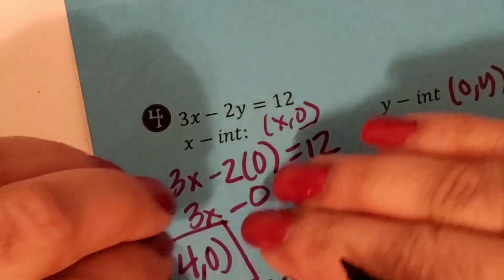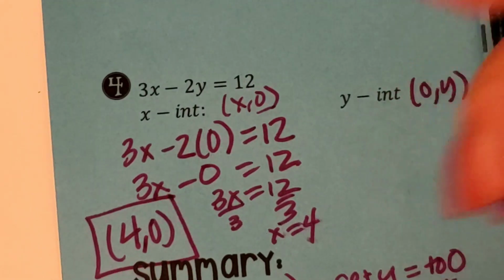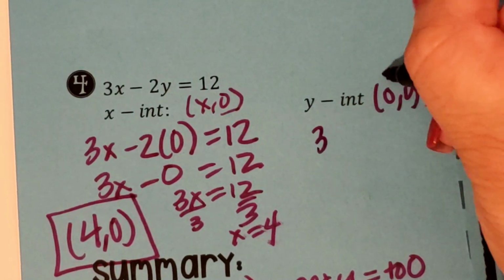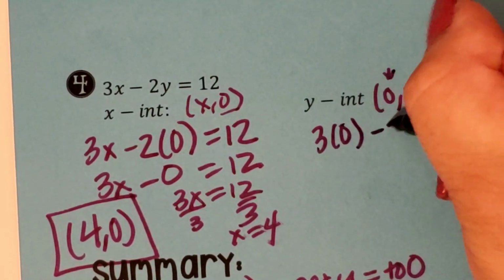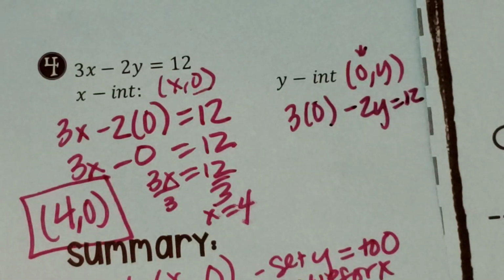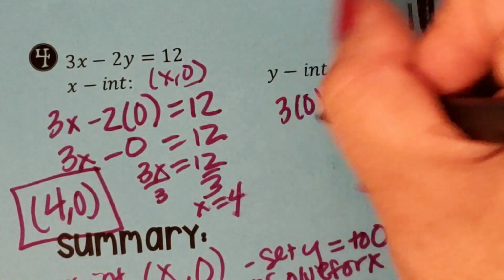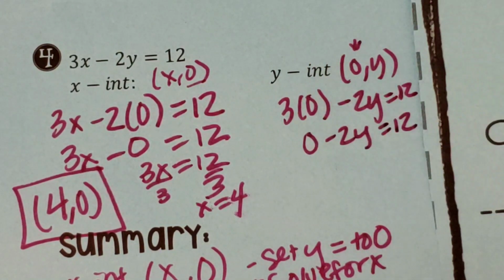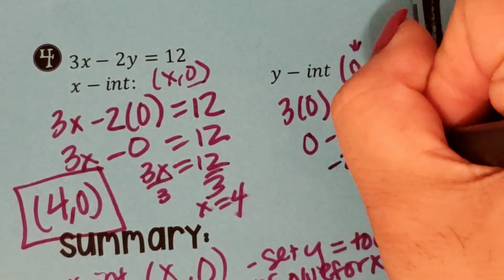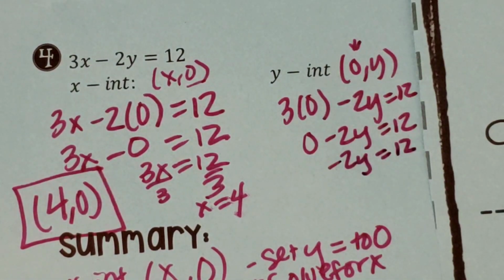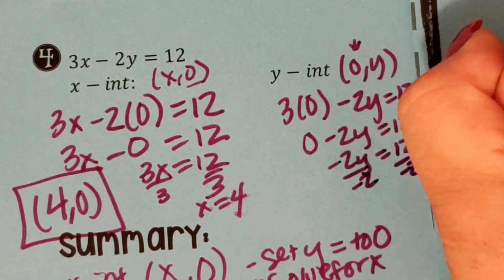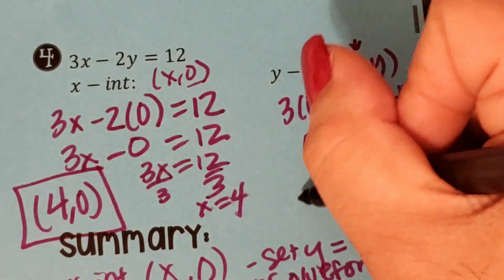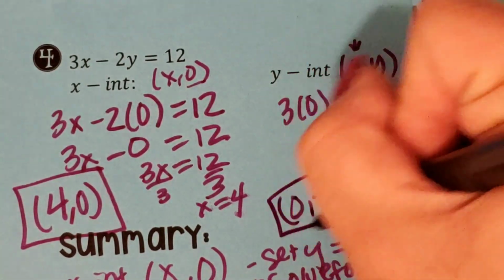Now we're going to do that exact same process with our y-intercept here. And we're going to go ahead and replace, this time, our x value with a 0. And then now we're going to solve for y. 3 times 0 is 0. Don't need to be extra to write all that, but if it helps you, do it. And you get negative 2y equals 12. Divide both sides by negative 2. And you get y equals negative 6. And that's it. Write your answer as a coordinate pair, and you're done.